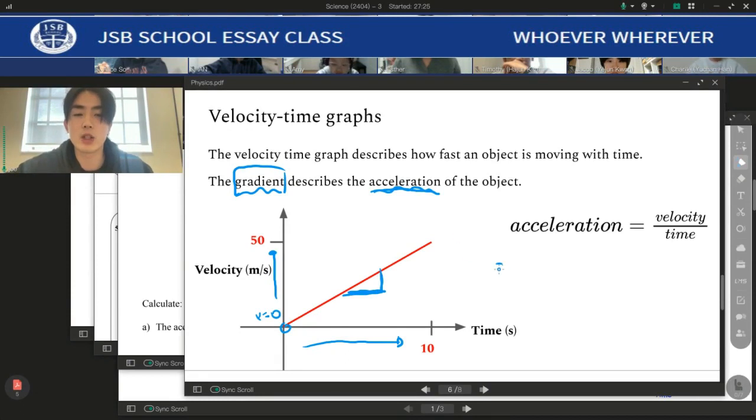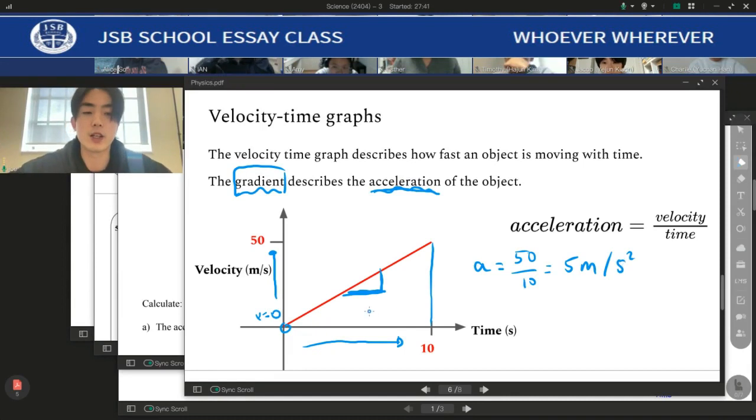So let's work it out. What do you think the acceleration is? Well, if you look at the triangle, it's going to be 50 divided by 10, just 5, okay? And it's got a weird unit, but we use meters per second squared for acceleration, okay? So the car is accelerating at 5 meters per second squared. Any questions so far?